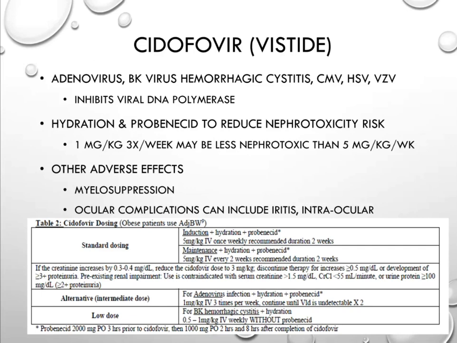There is some data suggesting, mostly in pediatrics, that 1 milligram per kilogram 3 times a week may be less nephrotoxic than 5 milligrams per kilogram per week, so we tend to use that dosing. For BK hemorrhagic cystitis, you can use low doses of 0.5 to 1 milligram per kilogram once per week without probenecid.